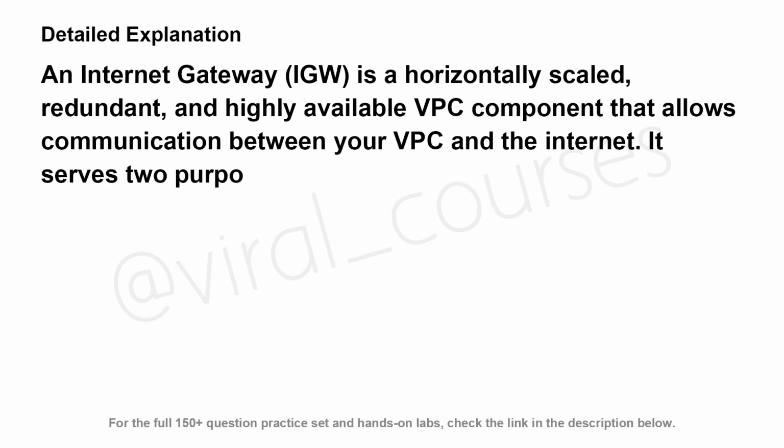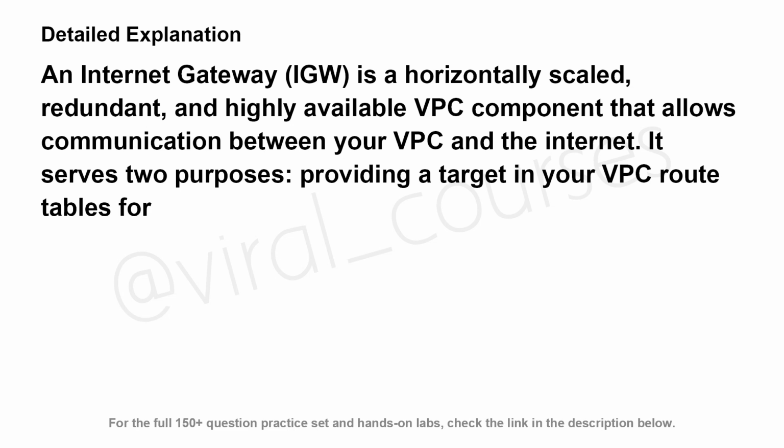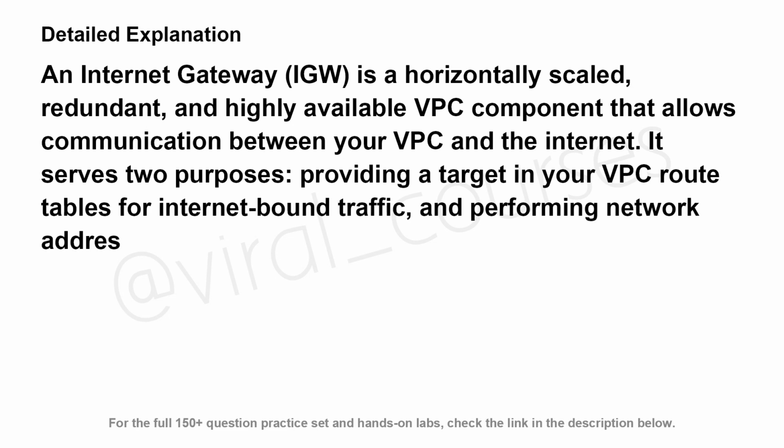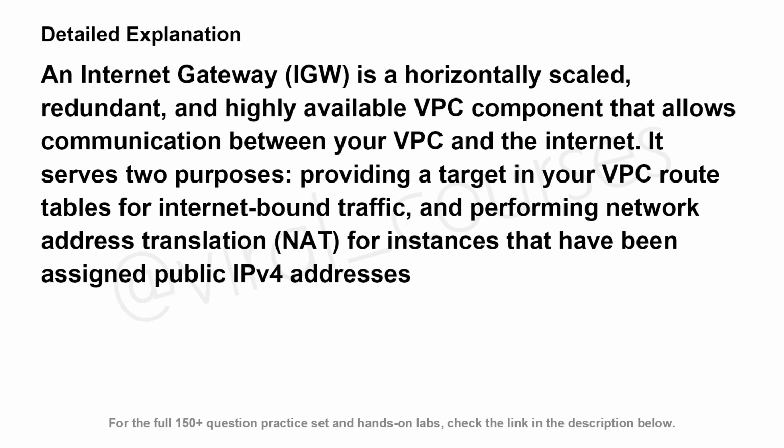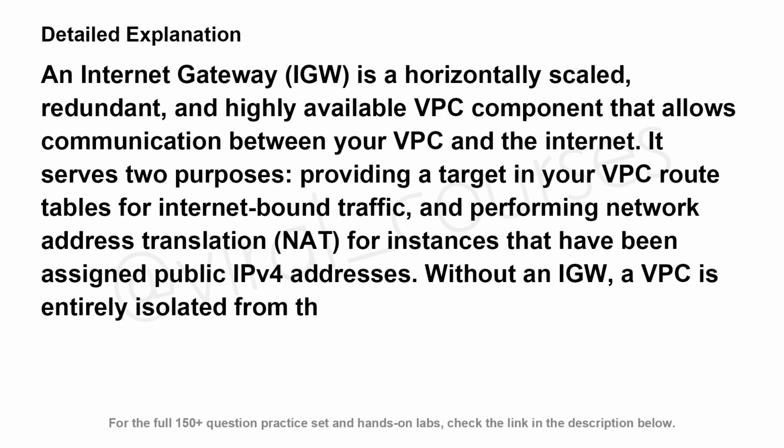It serves two purposes: providing a target in your VPC route tables for internet-bound traffic, and performing network address translation (NAT) for instances that have been assigned public IPv4 addresses. Without an IGW, a VPC is entirely isolated from the outside world.